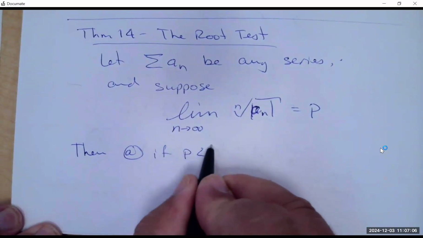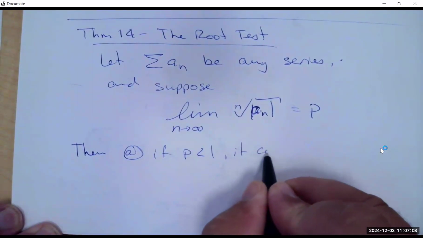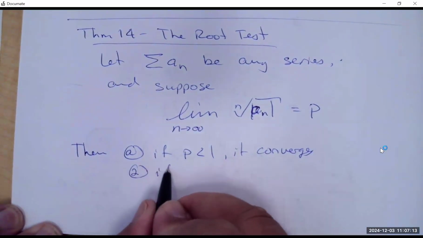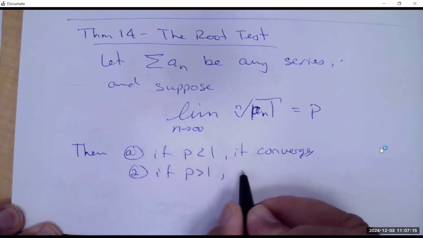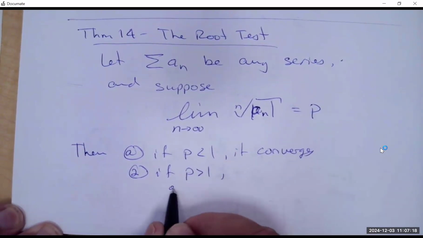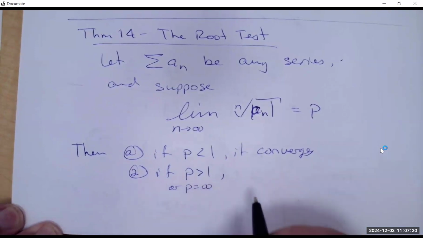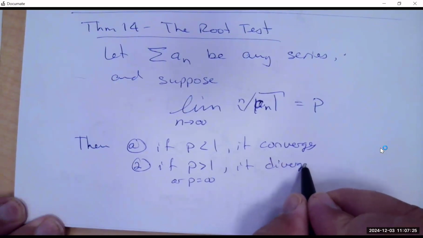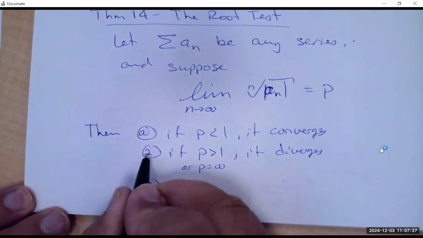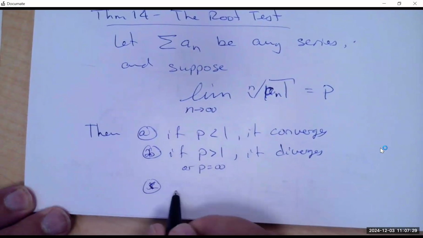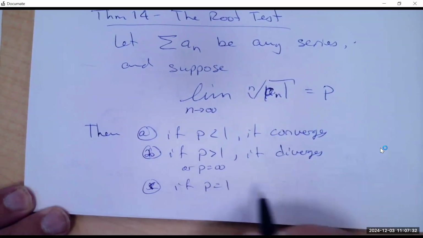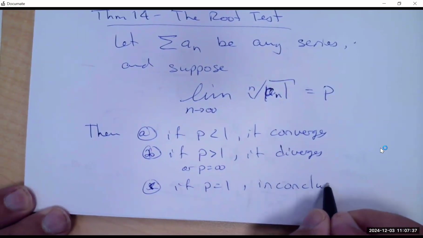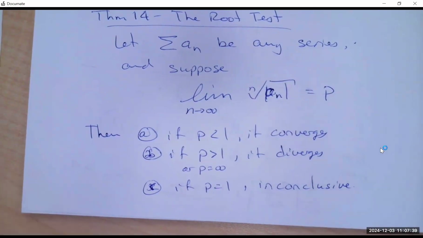If p is less than 1, it converges. If p is greater than 1, or p is infinite, it diverges. If p is equal to 1, it's inconclusive.